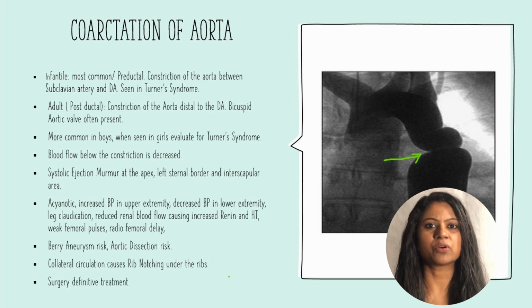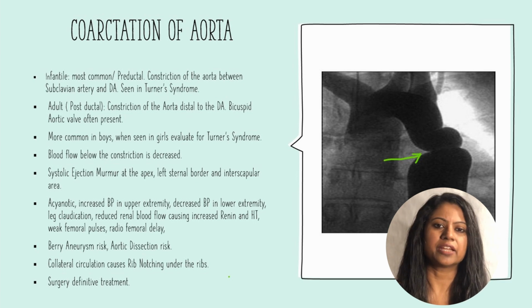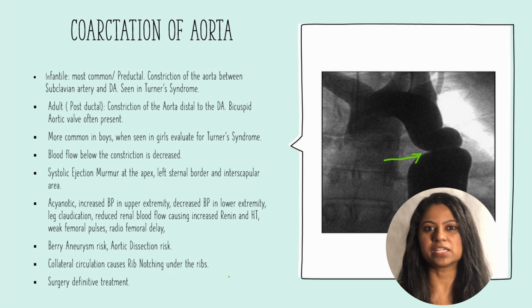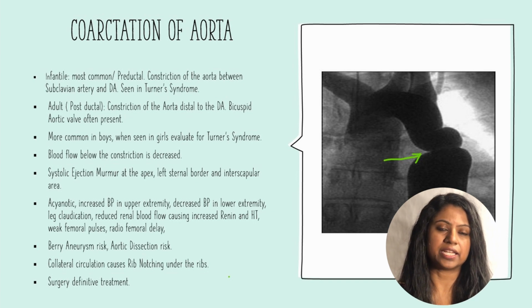Coarctation of aorta is more common in boys. If it is diagnosed in girls, they need to be evaluated for Turner's syndrome. Physical examination shows a systolic ejection murmur which can be heard at the apex, the left sternal border, and the interscapular area.